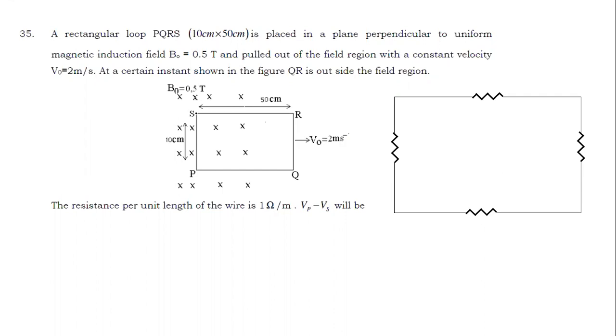See, this is the SR piece. There are 4 different rods. Out of the 4 rods, which rod will have EMF? Only one rod will have EMF. This part will not have, this part also will not have, this part will not have, this part will not have. EMF will only be in the SP part. Are we clear?